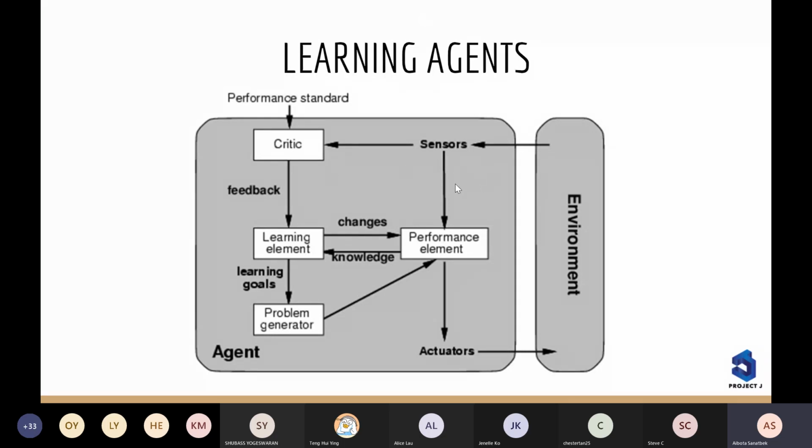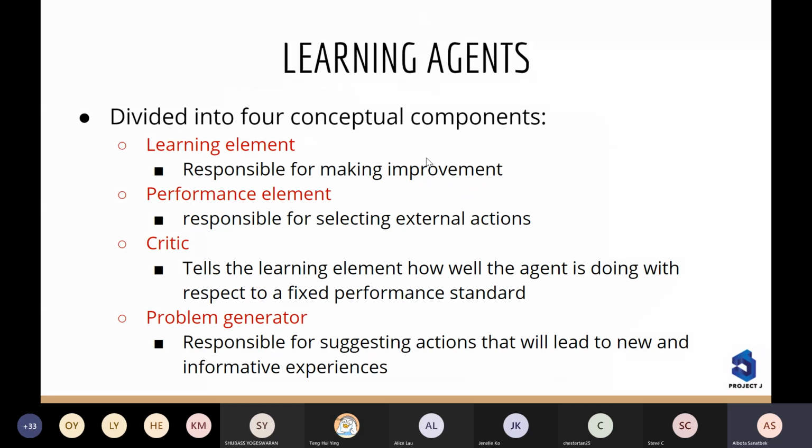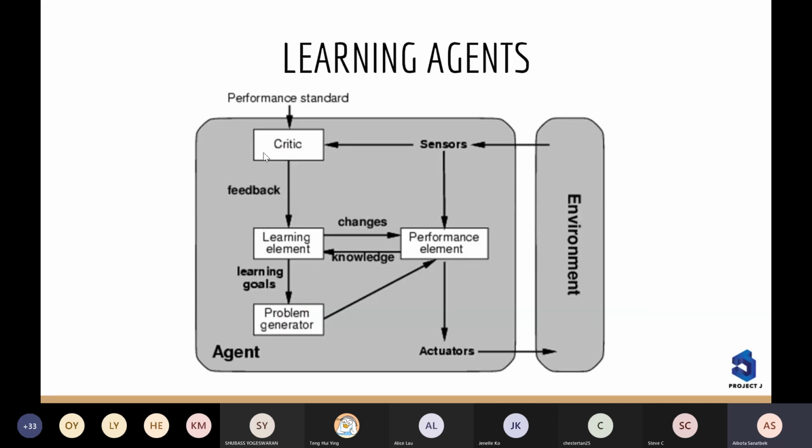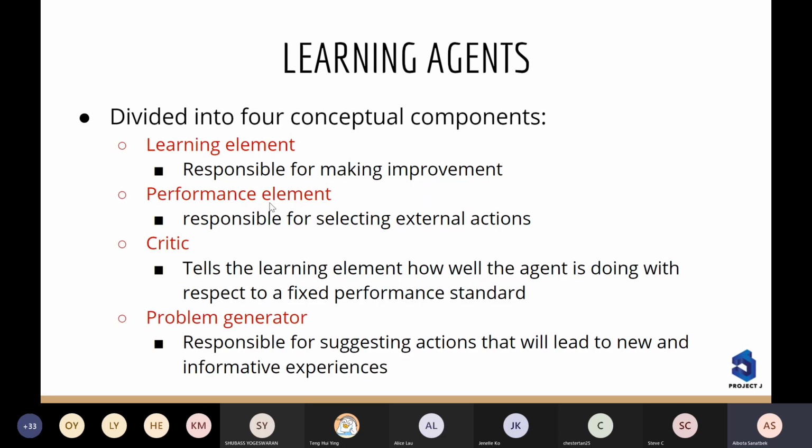Here we have a description of all these elements. The first element is the learning element, which is responsible for making improvements and learning from its past experiences. It takes some sort of performance standard to begin with, and it desires to reach or surpass that standard. The next one is the performance element.